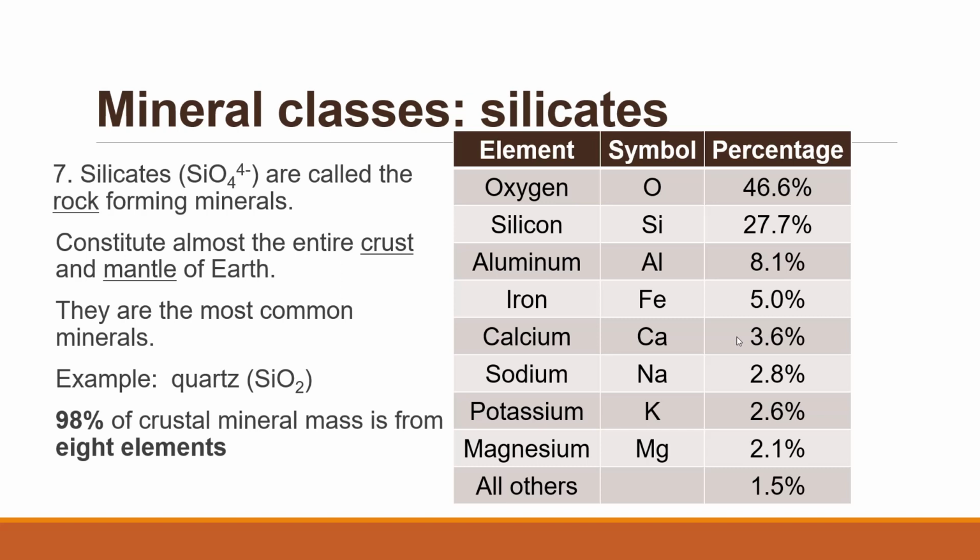So 98% of crustal mineral mass is from 8 elements. These are our 8 elements. I already talked about this. The mantle tends to be, again, the oxygen and the silicon with some iron and magnesium. The crust has the rest of it.